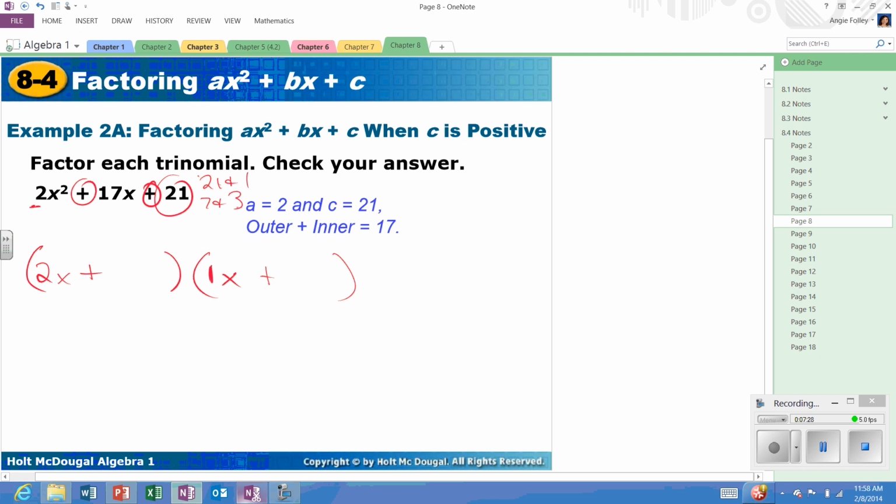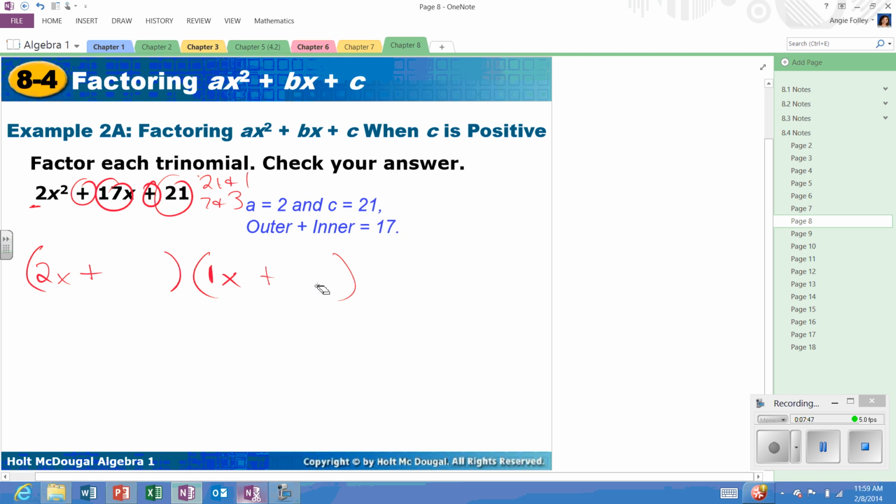If I use 7 and 3, I've got to think about where to put them. If I put the 7 here and the 3 here, this is going to give me 7x and 6x. Does 7x and 6x add up to 17? No, it does not. So let's try them in a different place.